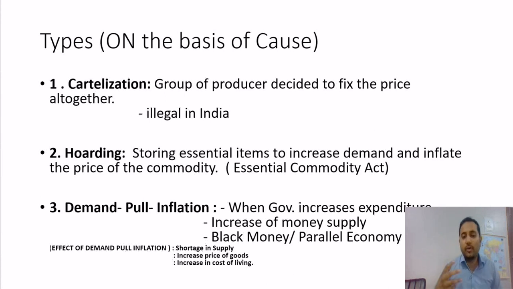Now when we talk about hoarding, it's simple. Suppose there is some item and its price is volatile throughout the year, like at some point its price is low, at some point its price is high. For example, onion. So what I will do, I will store too much quantity of that particular item in order to increase the demand, and when the demand increases, the price will inflate, and that is called inflation of price because of hoarding. But we have the Essential Commodities Act to control this hoarding.